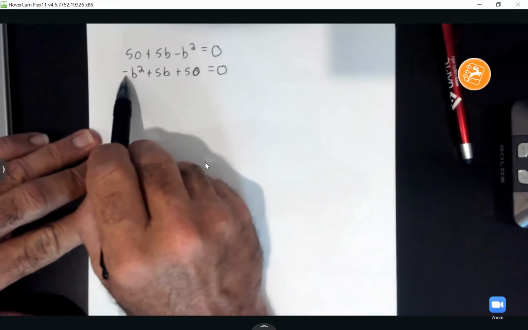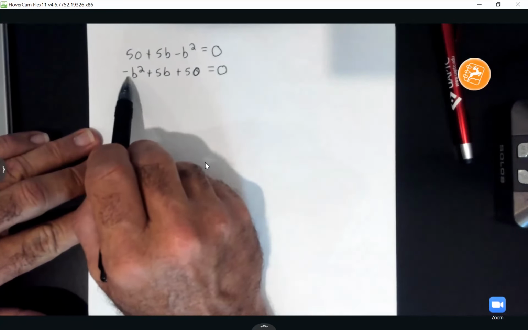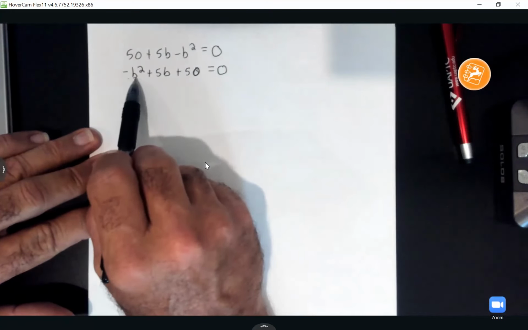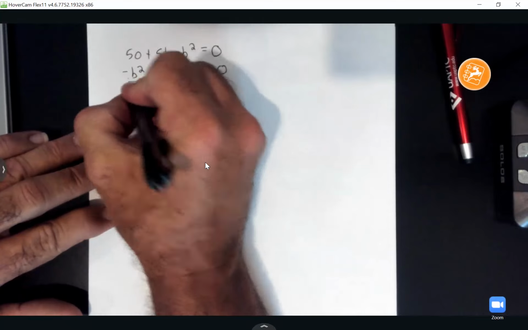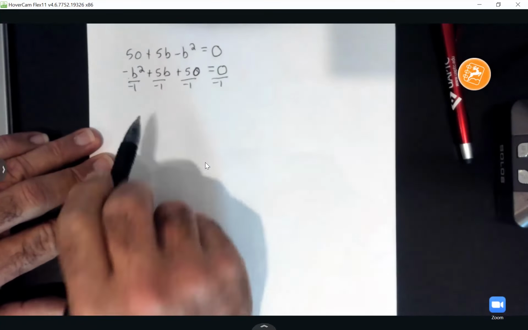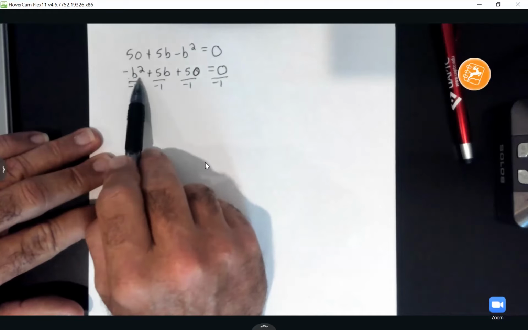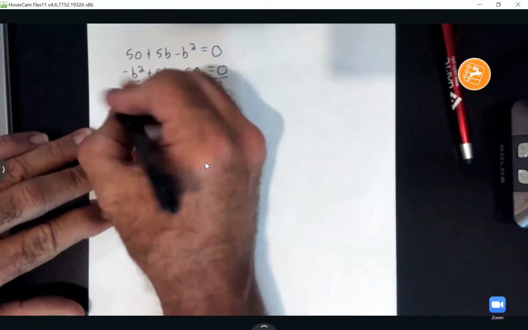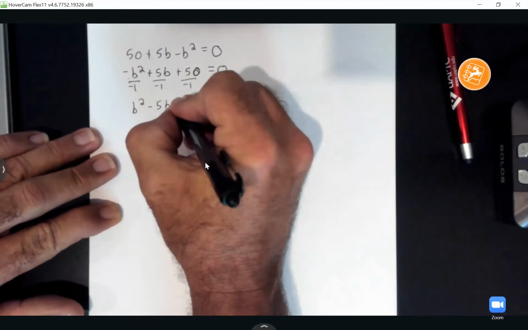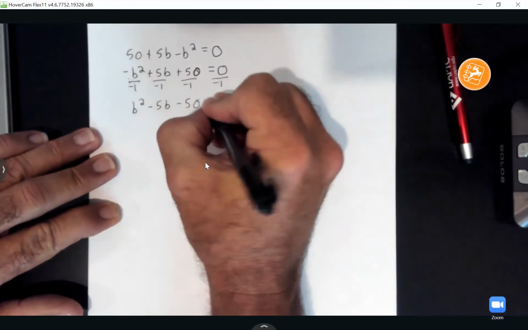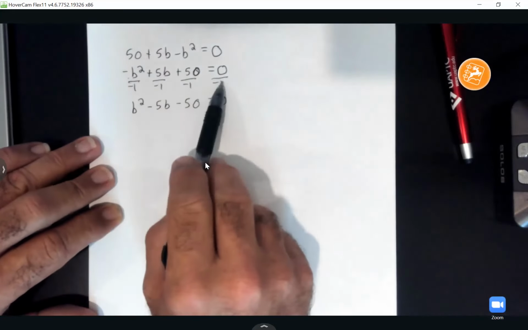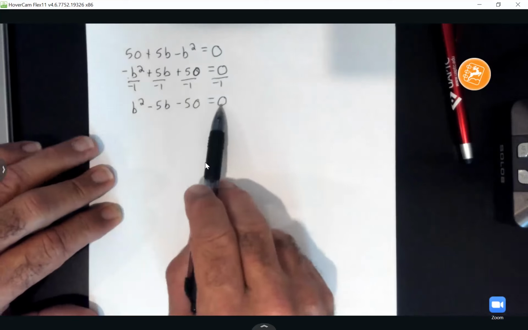Now, we always want the b squared term to be positive. So if your first number is negative, you want to come in and divide everybody by -1, because you want this to be positive. So negative divided by negative makes that a b squared minus 5b minus the 50, all equal to 0. By dividing by -1, that changes everybody's sign.